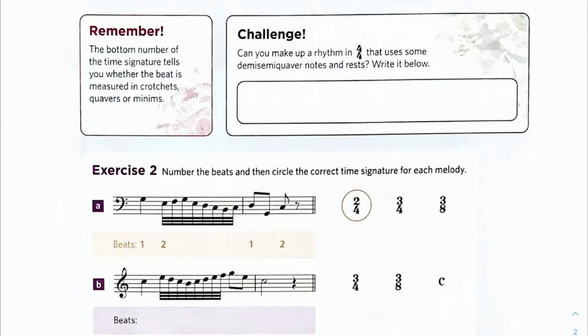Let's turn to the next page. Remember, the bottom number of the time signature tells you whether the beat is measured in crotchets, quavers, or minims. If the bottom number is a 4, it means a crotchet is 1 beat. If the bottom number is a 2, it means a minim is 1 beat. And if the bottom number is an 8, it means a quaver is 1 beat. So you can try to do the challenge.